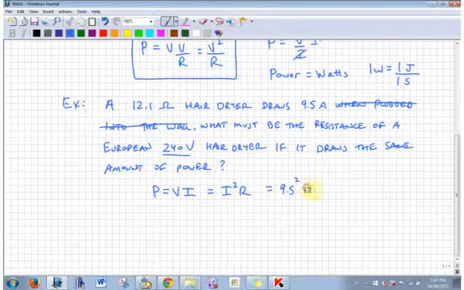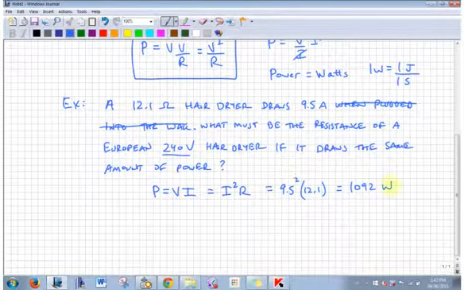9.5 squared times 12.1 is 1,092 watts. Does that sound like a lot? I know what 80 watts in the stereo sounds like. It almost hurts your ears. That's average for a hairdryer. They suck a lot of electricity. Okay, that's the power of this hairdryer.